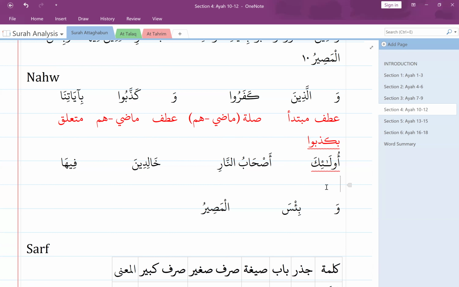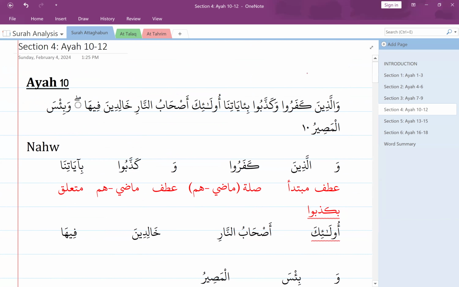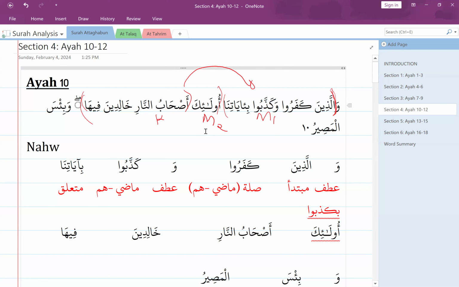Ulaika ashabun nar. There are two ways of looking at something like this. We have our mubtada, and when you have ulaika, we can say the whole thing is the khabar of the first mubtada. That's one way of looking at it. Or we can say this is mubtada one, ulaika is mubtada two, and then ashabun nar becomes our khabar. It's the same meaning; it doesn't change the meaning. You would see in most Arab books that they say this is mubtada one, this is mubtada two.